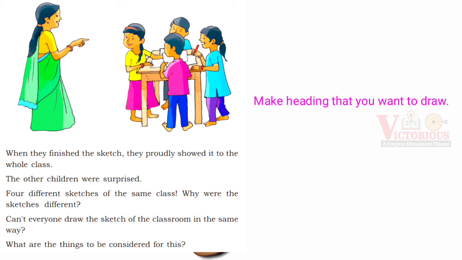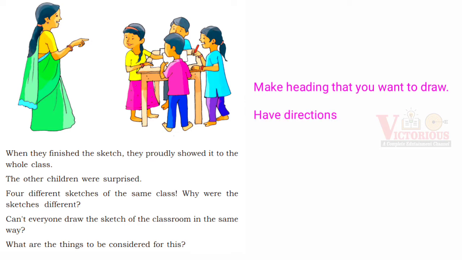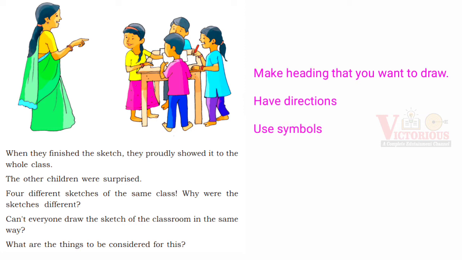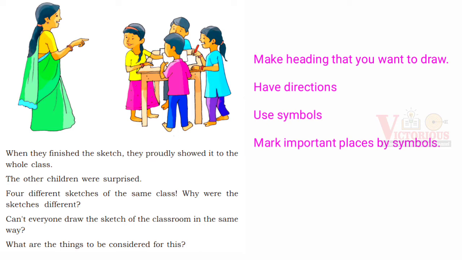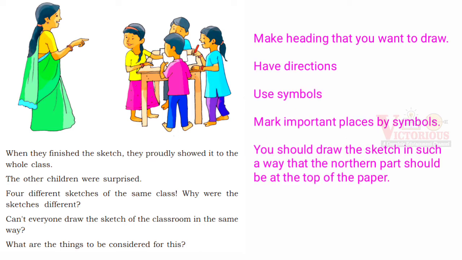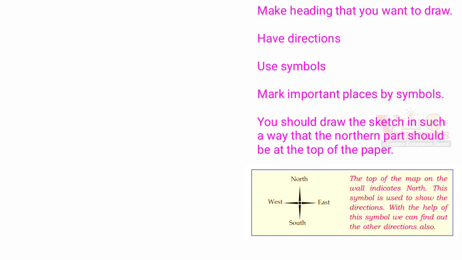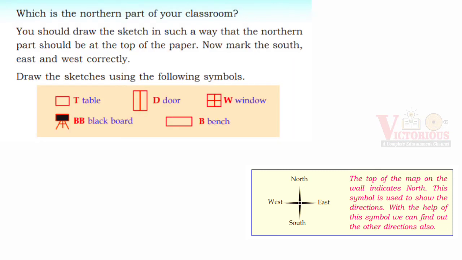Make headings that you want to draw, right? Then, have directions. Then, use symbols. Then, mark important places by symbols. Okay, then, you should draw the sketch in such a way that the northern part should be at the top of the paper. That is very, very important. The top of the map on the wall indicates north, right? The symbol is used to show the directions. With the help of this symbol, we can find out the other directions also.